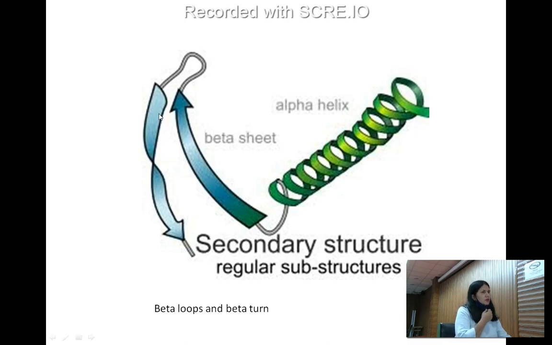Clear? Now these two anti-parallel beta pleated sheets are connected by another type of secondary structure, which is known as the beta loops. So secondary structure may be either a beta pleated sheet, which may be parallel or anti-parallel depending on the orientation of the ends, or it may be an alpha helix. Then the third type of secondary structure is loops, known as beta loops. Clear? Now what is the peculiarity of these beta loops? These beta loops are made up mostly of polar amino acids, so they tend to be located on the surface of the protein.